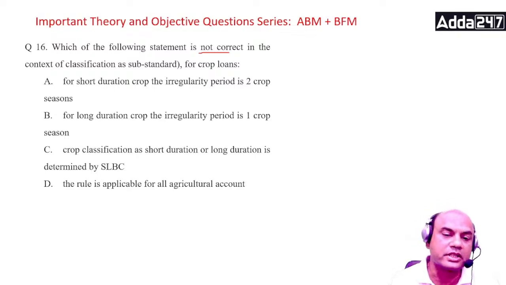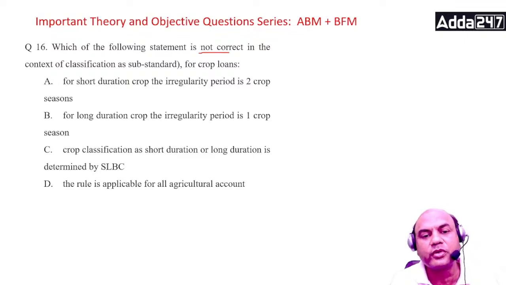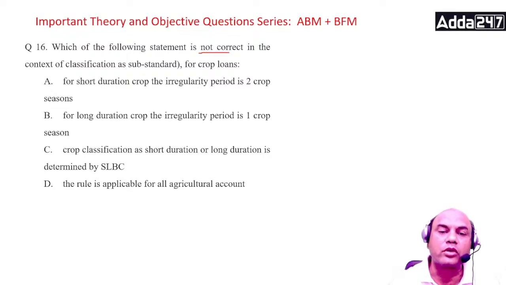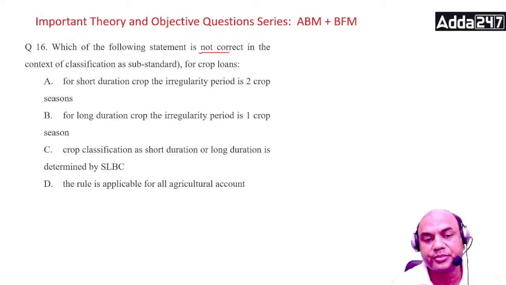Now the question is, we want which one is not correct. The short duration crop irregularity period is 2 crop seasons. That means if a customer has taken a crop loan and not repaid it in 2 crop seasons, then it is considered irregular.